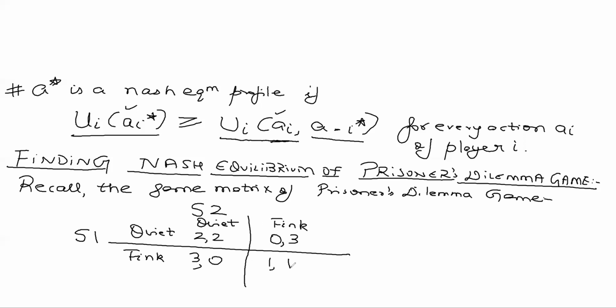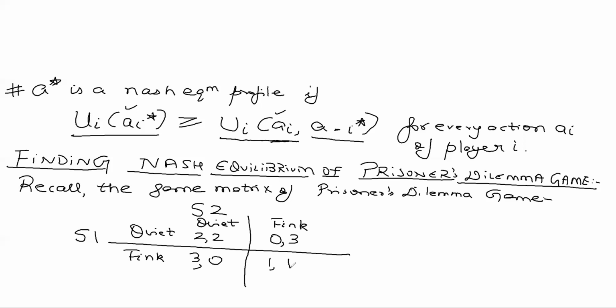Now, let's find the Nash equilibrium. In finding the Nash equilibrium, we have to see that every suspect's action is the best response to the other suspect's action. In order to find the Nash equilibrium, every suspect's action should be the best response, or the best outcome, to the other suspect's action. So let us look at it.